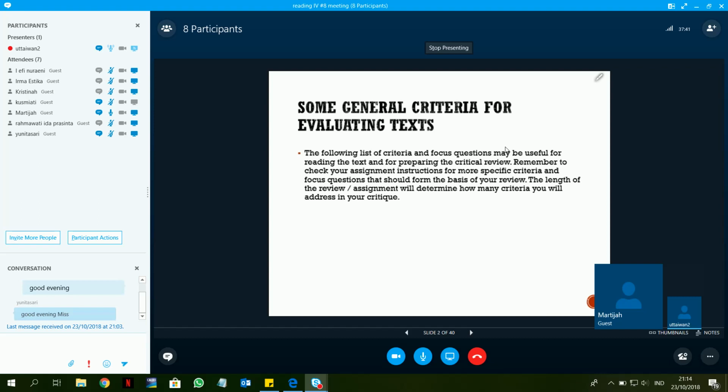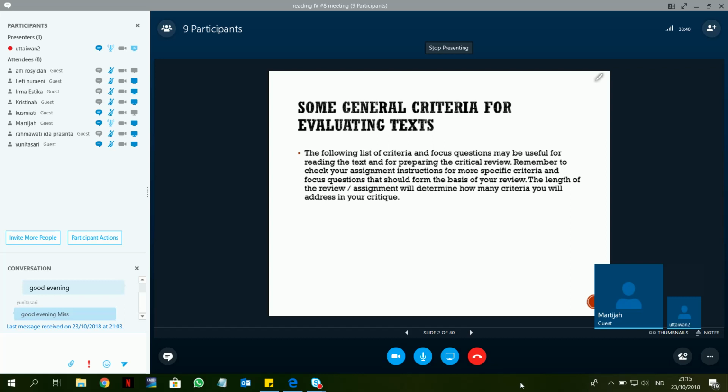Ada yang bisa membacakan? Some general criteria for evaluating text. Silakan Pak. Some general criteria for evaluating text. The following list of criteria and focus questions may be useful for reading the text and for preparing the critical review. Remember to check your assignment instructions for more specific criteria and focus questions that should form the basis of your review. The length of the review or assignment will determine how many criteria you will address in your critique.